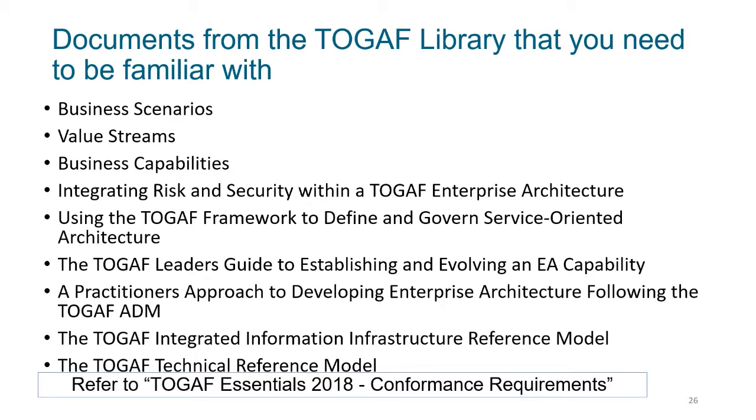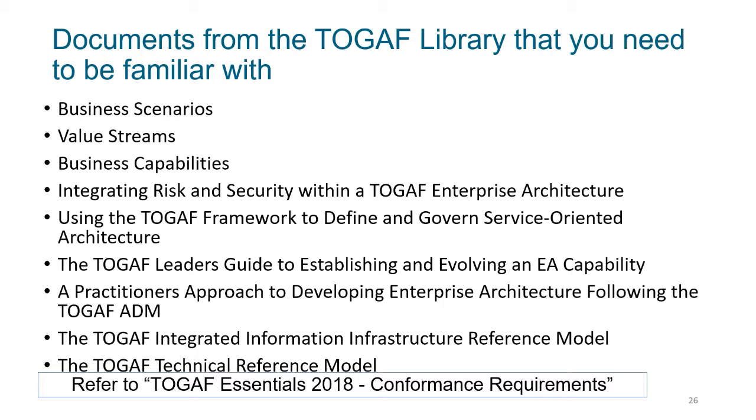So the list here is, how should I say this? The list here is new items in the library that you need to familiarize yourself with. So for those of you who are actual architecture practitioners, these are elements that we are concerned about as part of developing the architecture. So the business scenario, as an example, will help you identify the business requirements for architecture, right? Also, you can deduce from that your stakeholders, value stream or value streams, right?